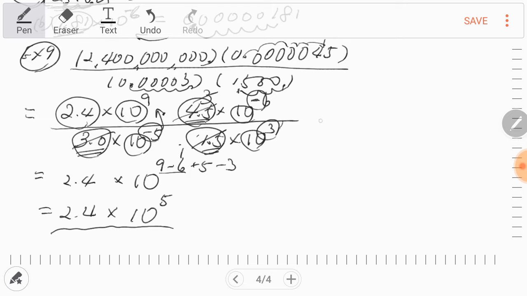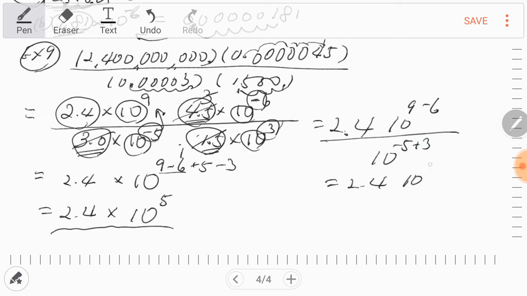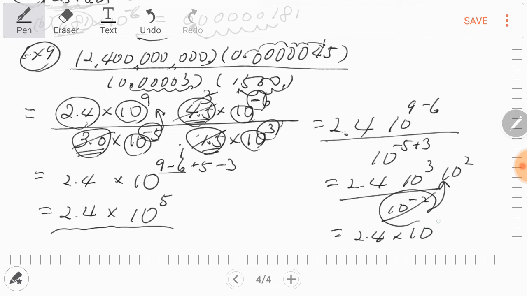Or you can do it this way. The number is 2.4, and the numerator is 10 to the 9th power, and the minus 6. And the denominator is 10 to the negative 5 plus 3. So 2.4 times 10 cubed over 10 to the negative 2. Then move this one to the numerator, and 10 squared. So that is equal to 2.4 times 10 to the 5th power, 3 plus 2, 5th power.